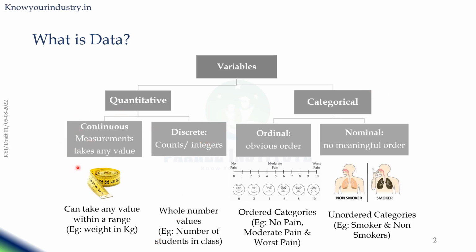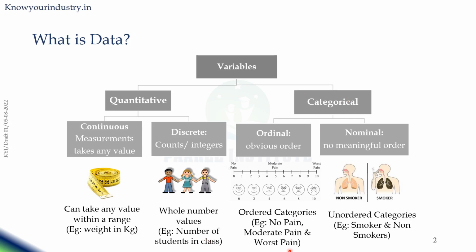What is continuous data? Continuous data can take any value within a range. For example, if you have a weight from 40 kg to 80 kg, it can take any value within that range. So that is called continuous measurements, continuous data. Now to the discrete data. Discrete data is nothing but counts and integers. It represents whole number values, like the number of students in a class or the number of people in a place. Then it comes to the categorical data.